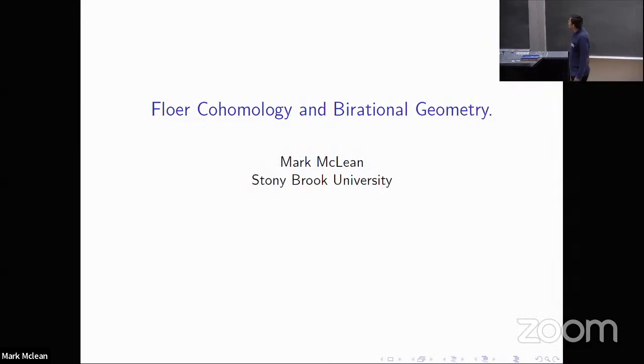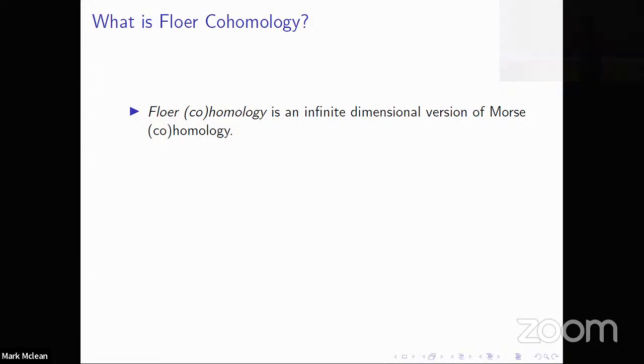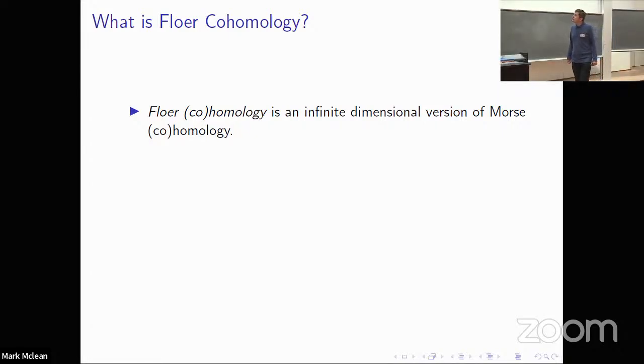Okay, so today I will be talking about Floer Cohomology and birational geometry. Floer Cohomology groups have already been mentioned a few times earlier, but I thought I would explain a little bit here first. Floer Cohomology or Floer homology is an infinite dimensional version of Morse homology. And so I should explain what Morse homology is. What is Morse homology?